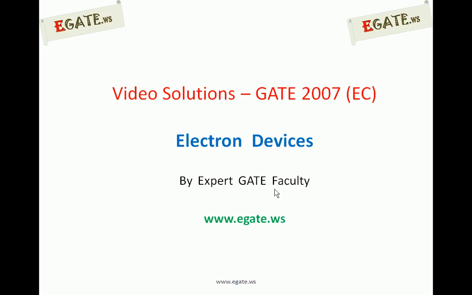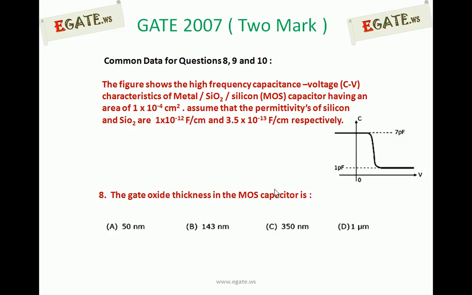Hello, we are discussing the GATE 2007 ECE paper, and the topic we are discussing is electron devices. This is a common data question which includes 3 sub-questions. Look at the diagram. The figure is a capacitance voltage plot.